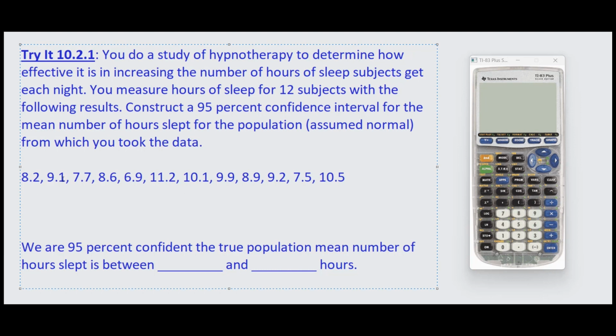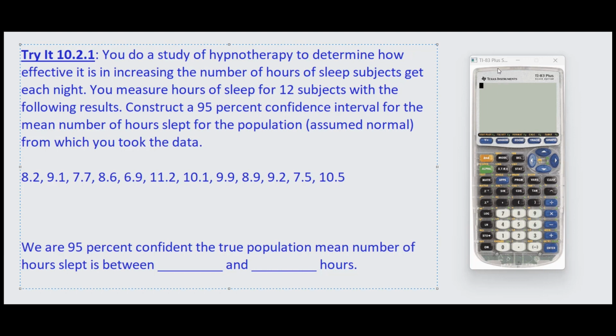So we're given these values, 8.1, 9.1, 7.7, so on and so forth, up to 10.5, these 12 values for the hours of sleep. And then we're asked to find the 95% confidence interval.